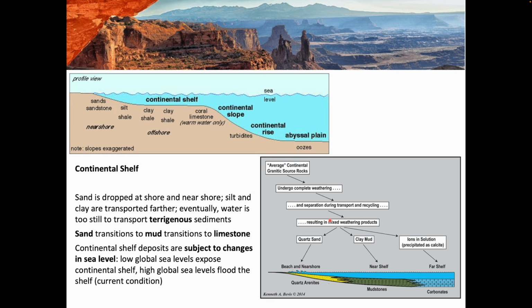These products of weathering result in mixed grain weathering products, including quartz sand, which is usually deposited on the beach and near shore, clay mud, which is deposited on the near shelf, the part of the continental shelf near the shore, and then ions in solution, chemical ions dissolved in the water, which then precipitate out often as calcite farther out on the continental shelf, and we call these carbonates.